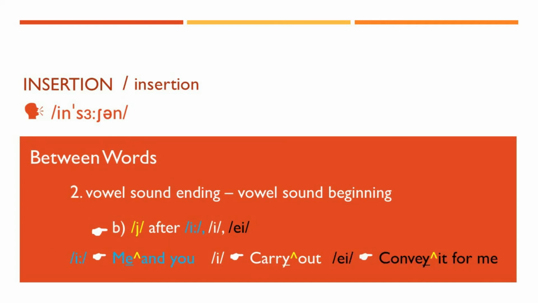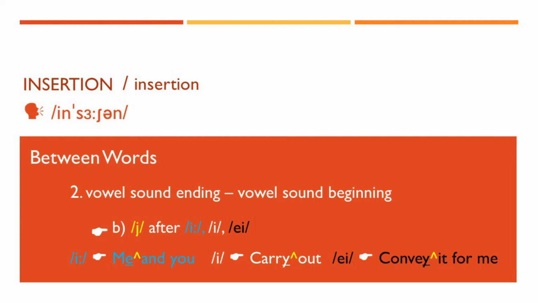Let's now look at the insertion of the y sound. And here I'm not using the letter Y that usually makes the y sound, I'm using the sound symbol instead, which is J. The phonemic script for the y sound is the letter J.